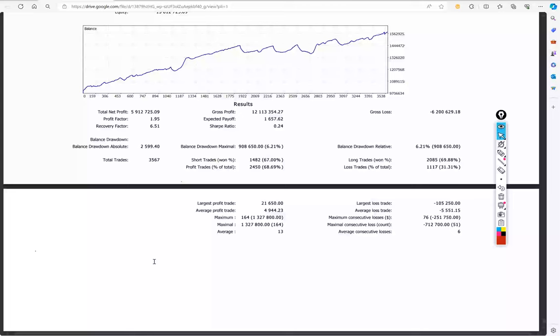Total number of trades are 3567. Expected payoff is 1657. Average profit and loss is 2450 and 1117. Based on that, the risk reward ratio comes at 1:2.19. And let's calculate the break-even point based on the risk reward ratio.